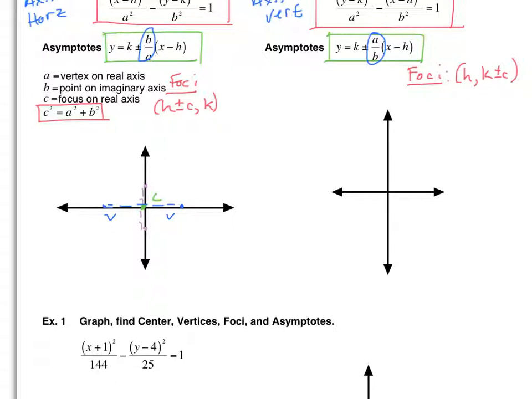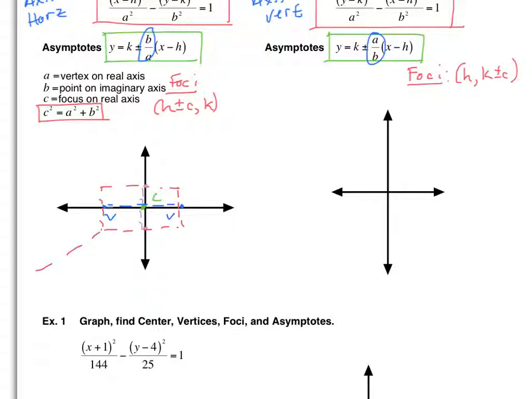So you're going to find A and B, and you're going to create these axes, these 4 points. The 4 points then can create a rectangle. So if I were to create a perimeter, so to speak, around those 4 points, a rectangle is going to be made. This rectangle is greatly important in the shape of your hyperbola because that rectangle is going to give you your asymptotes.